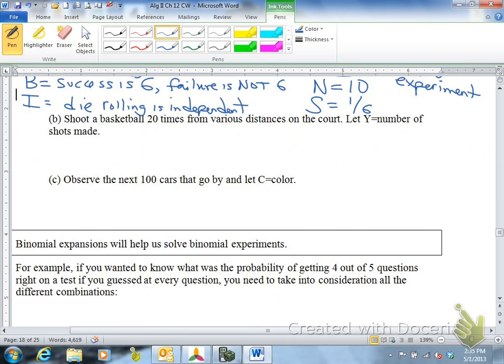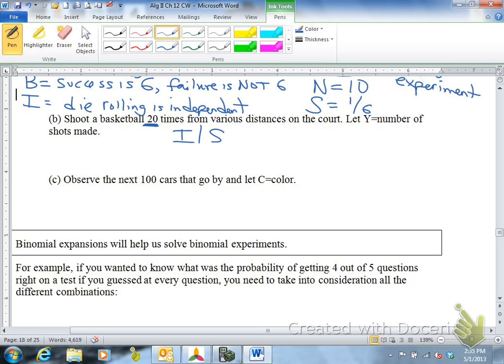So B, shoot a basketball 20 times from various distances on the court. Let Y be the number of shots made. Now this is binary. Success would be making a shot. Failure is missing a shot. So that's okay. It has a fixed number of trials, 20. The problem is the I and the S.